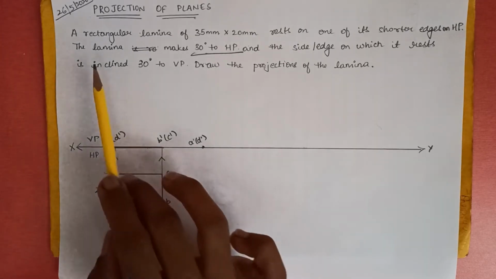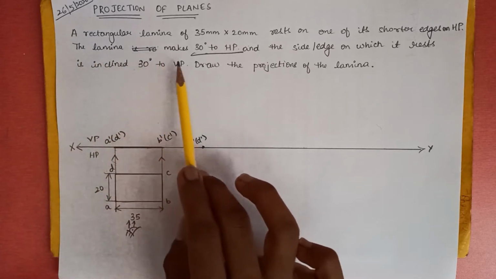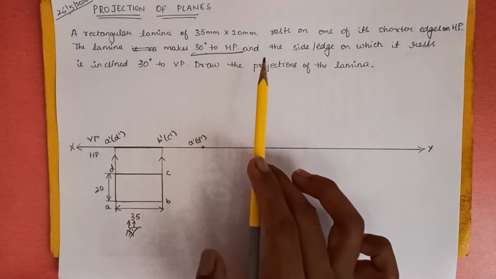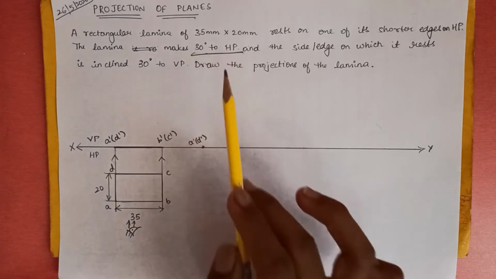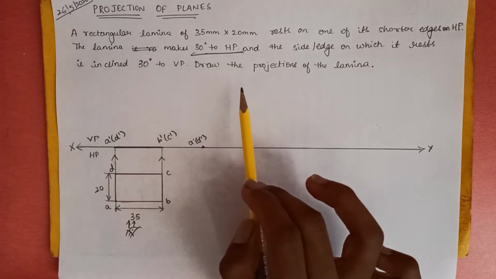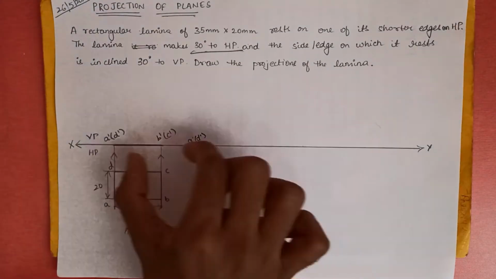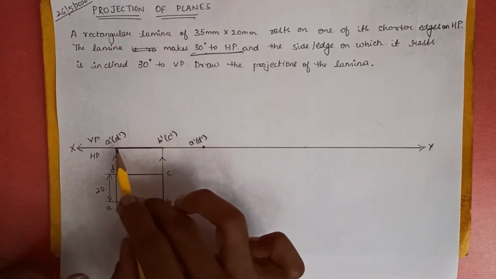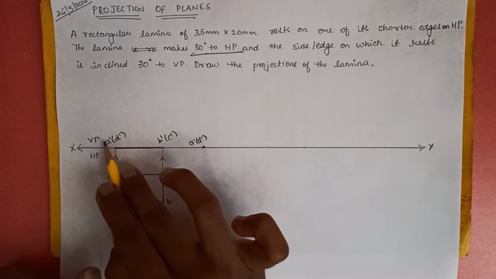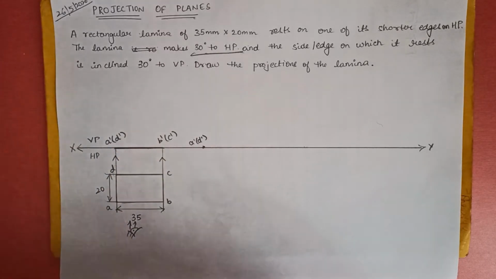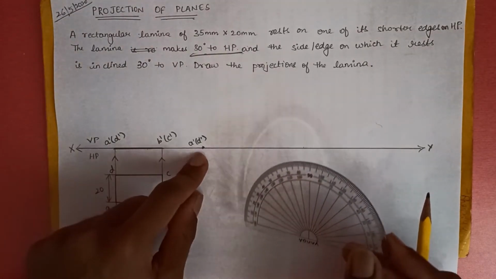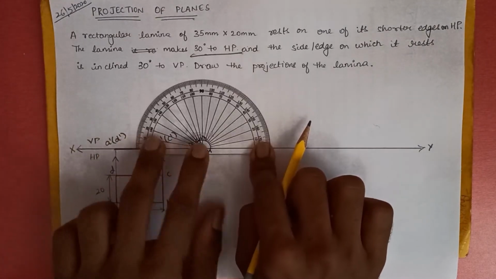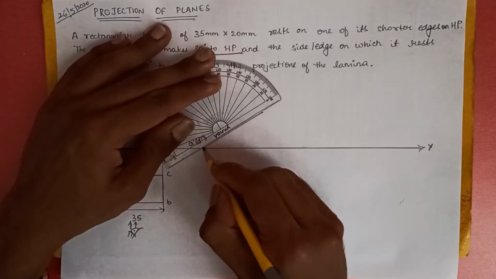After this step, they have given us the lamina makes 30 degree to the HP, okay? By 30 degree to the HP, they're telling us that the projection is in VP, and this means that this lamina should be taken and it should be put here. So for that, firstly you need to mark a point here and label it as A dash B dash. Then you need to take your protractor and coincide it with this point. Now measure 30 degree and join these points.